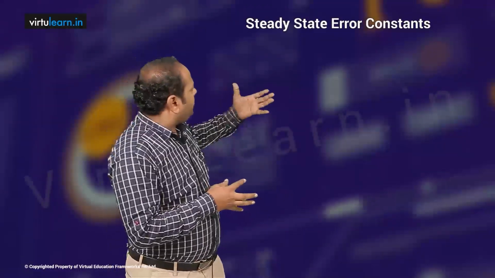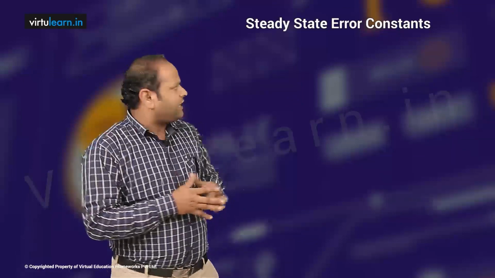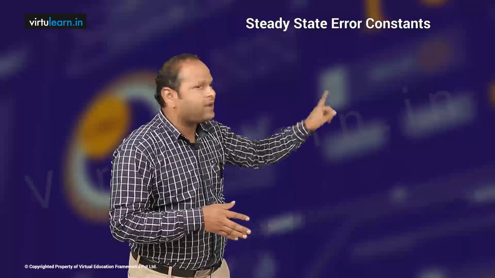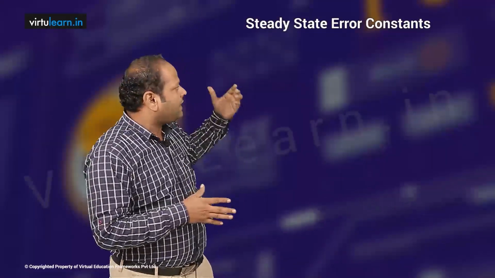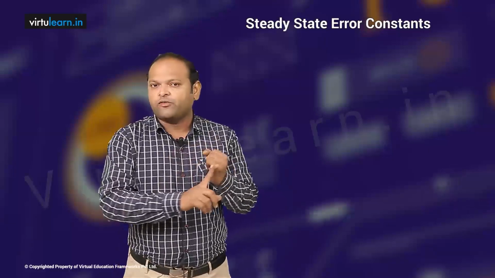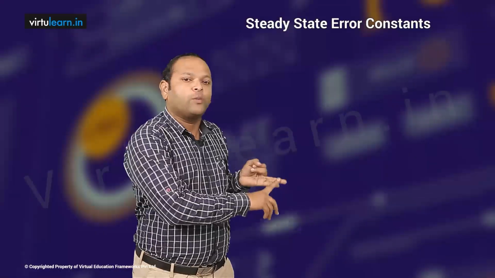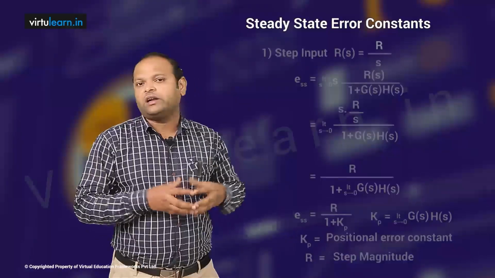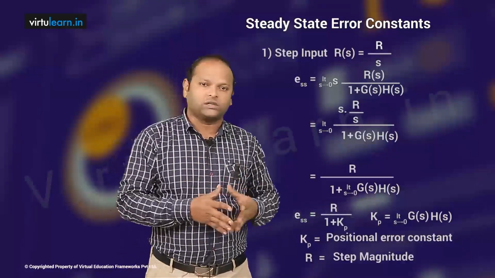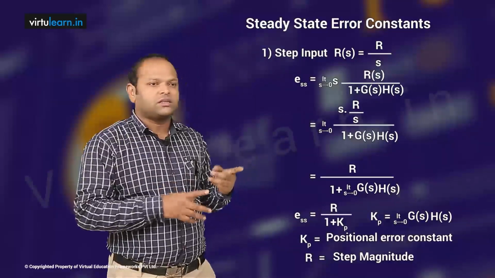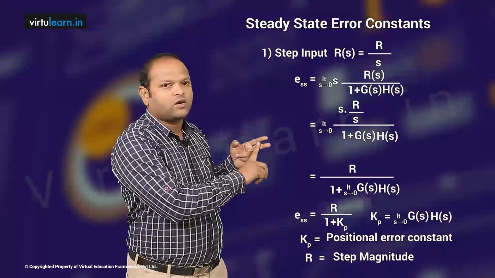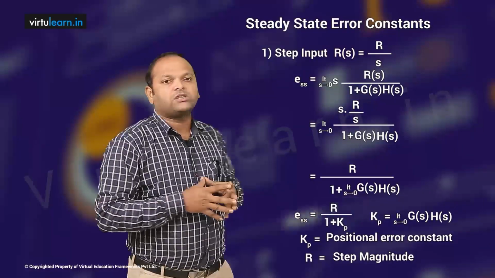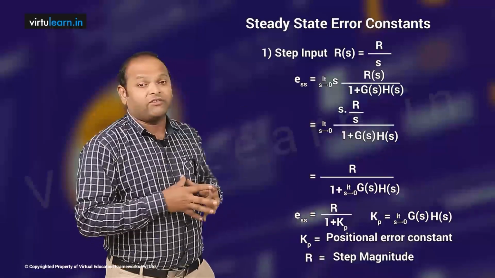Now, if you look at the error function, E of s is R of s into 1 by 1 plus GH of s. This means my error function depends on what type of input you are connecting, and what the open loop transfer function GH of s is. So let us take inputs one by one and define steady state error constants. There are three error constants: positional error constant, velocity error constant, and acceleration error constant. We will see how to define them.